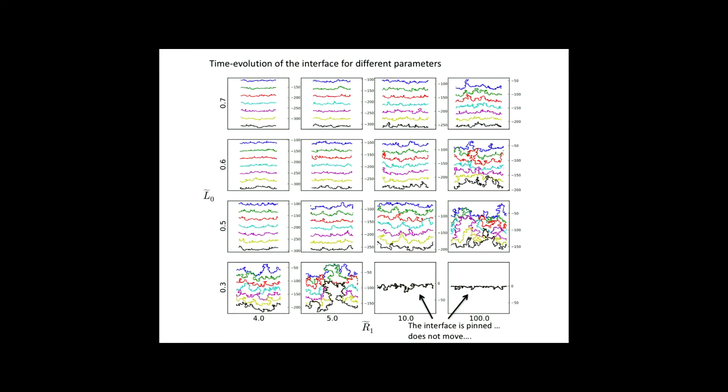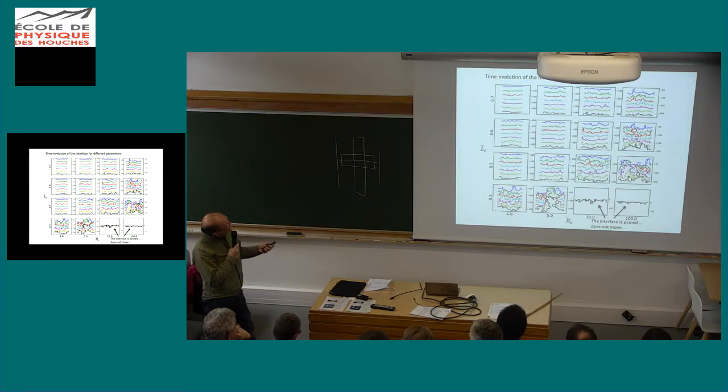Here is what you see. You have here the evolution of the triple line as it is going down for different L0 and R1 values, so L0 tilde and R1 tilde. Again, this is the average distance between the pinning centers. This is the strength of the pinning centers.